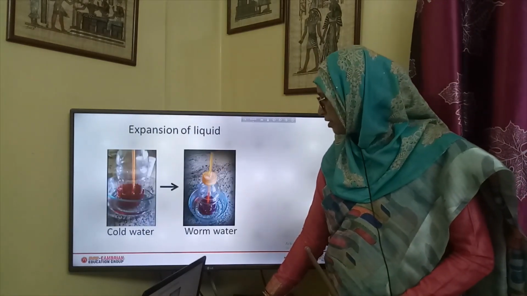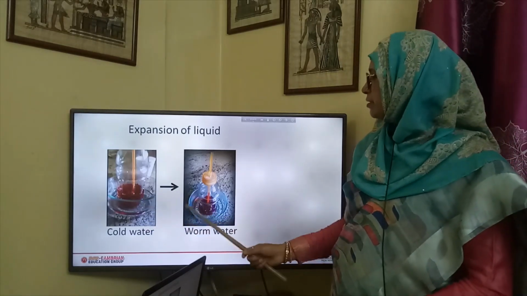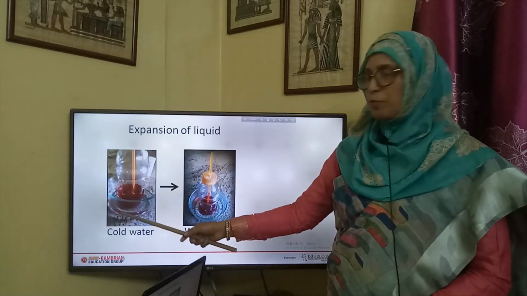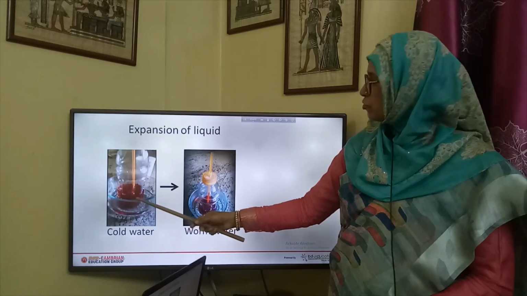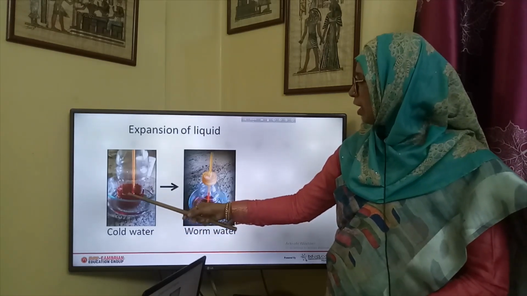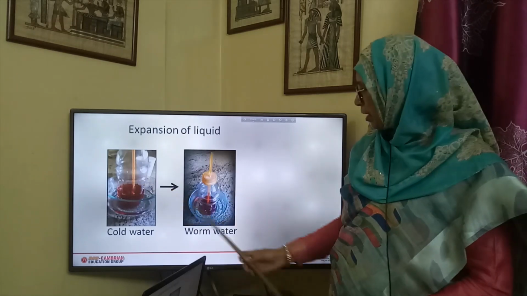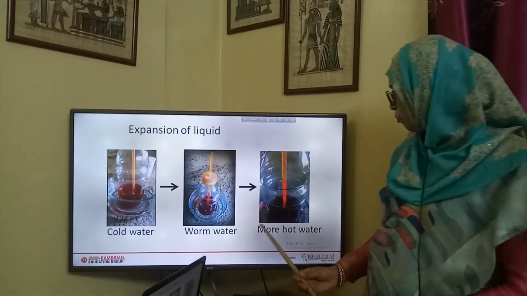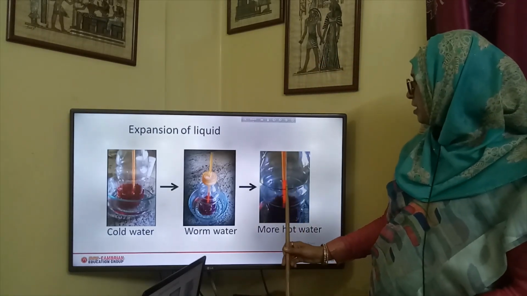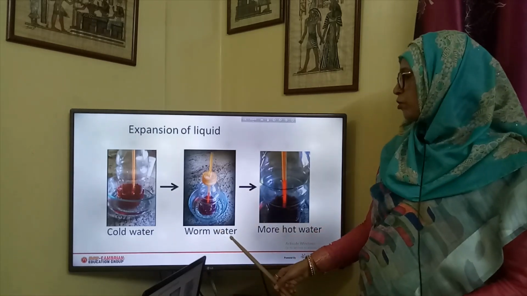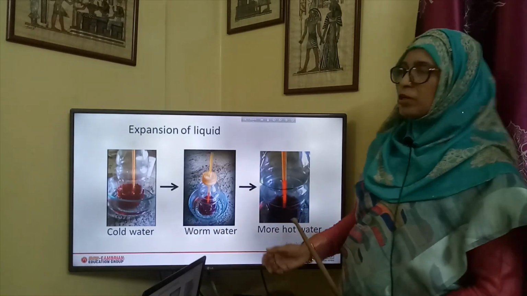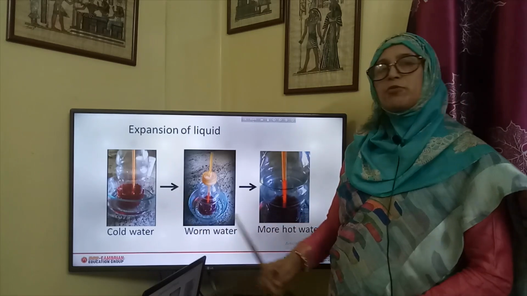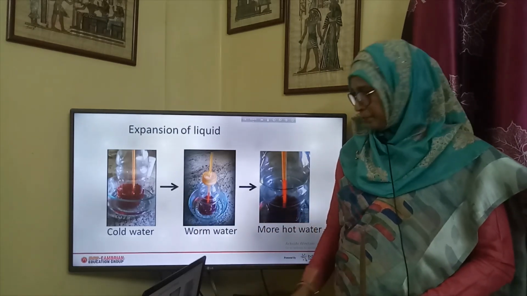See an experiment or activity. You take two plastic bottles or containers, pour some colorful water, and place a straw. See, in cold water, the colored water level does not go up, but in warm water it goes up a little bit, and in more hot water the color level goes up more than in warm or cold water. That means we also see in this activity that due to heat, liquid substances also expand.